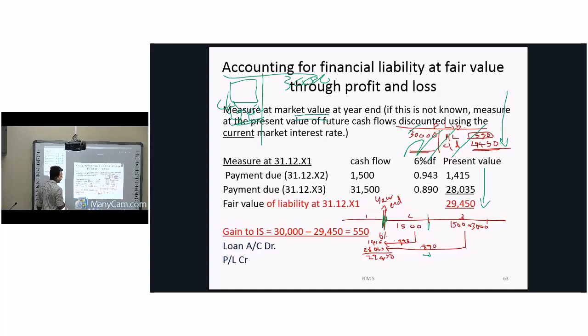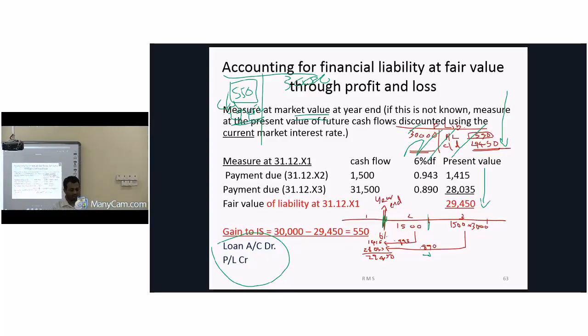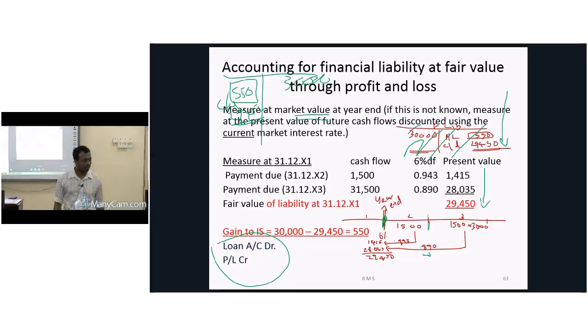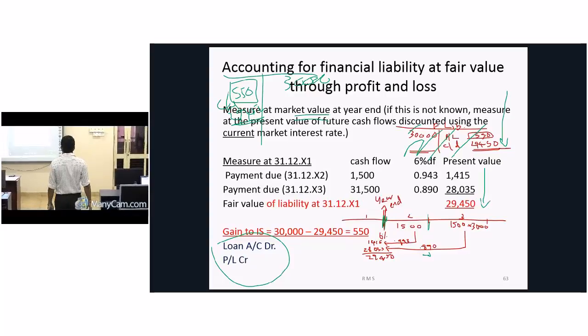Then there is a difference here. How much is it? Double entry is correct. The way I have written is correct here. Loan account debit. Difference? $550. $550 loan account debit, profit and loss account credit as other income. Look, why do you consider it as other income? You got a loan at 5%, but now the market rate has increased.